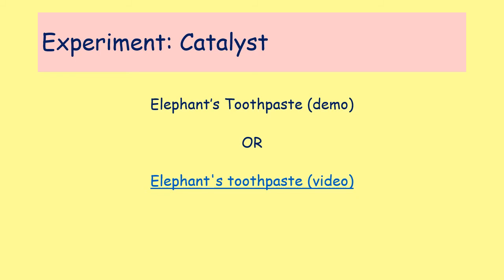If you type elephant's toothpaste into Google or on YouTube, you will see a whole host of really big experiments. They are much more impressive than what we can do in school, so I suggest that you have a look at one of those. In those, a small amount of catalyst gets added to a chemical called hydrogen peroxide, and it produces loads and loads of bubbles all at once. So have a look at elephant's toothpaste on the internet, and you'll see a really cool experiment.